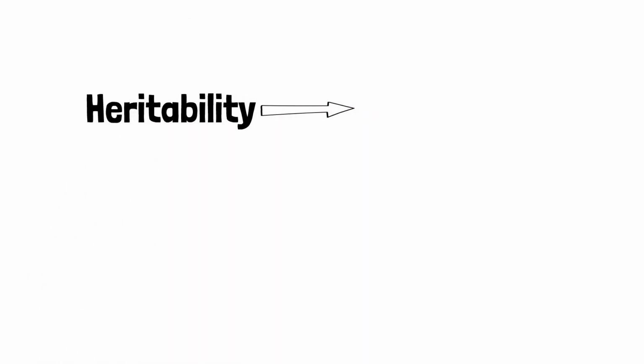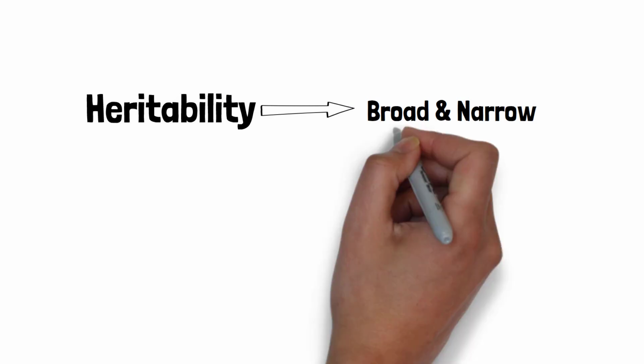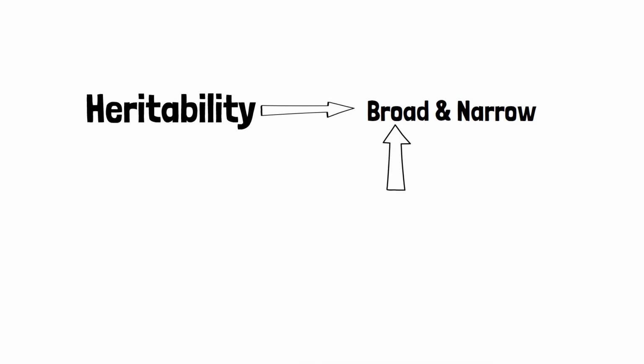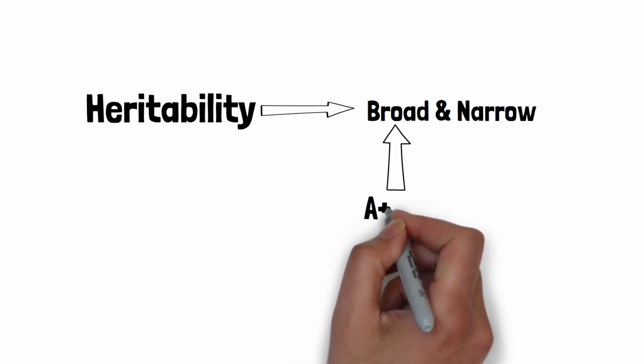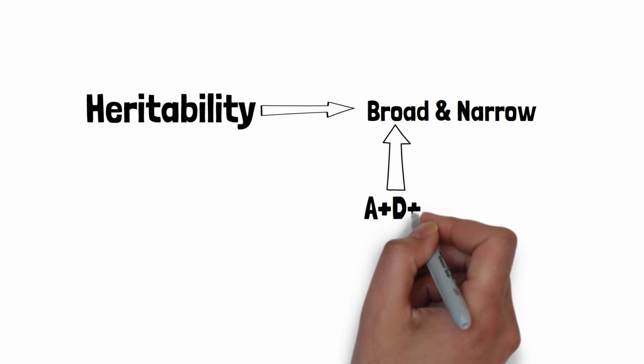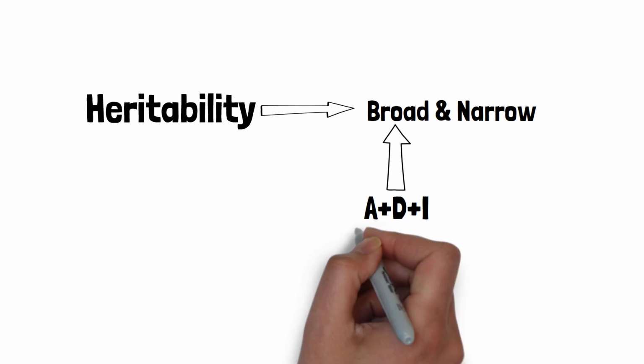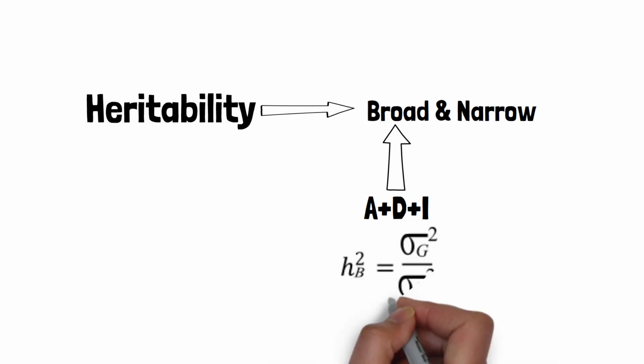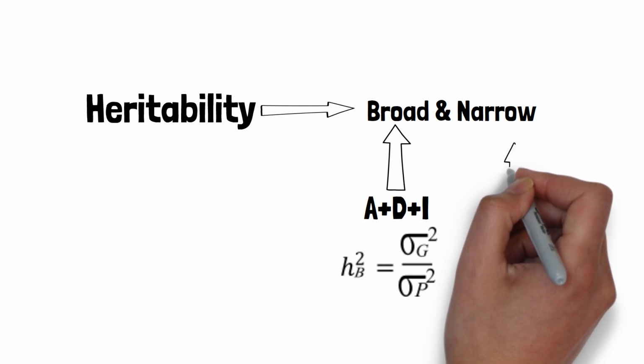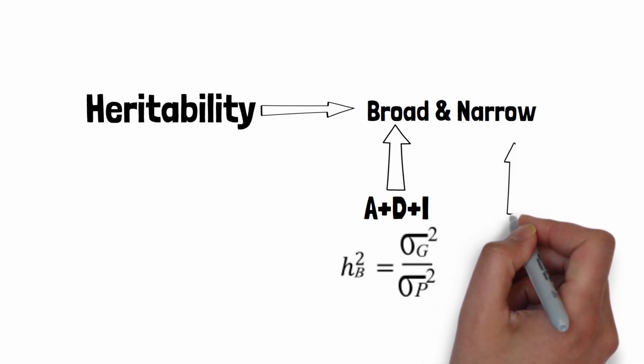Okay, heritability is defined in broad and narrow senses. In a broad sense, it is the proportion of phenotypic variance that is due to overall genetic variance: additive, dominance and epistatic, inclusive. Mathematically, it's expressed as H_B square. That is the broad sense heritability equals sigma square G divided by sigma square P.